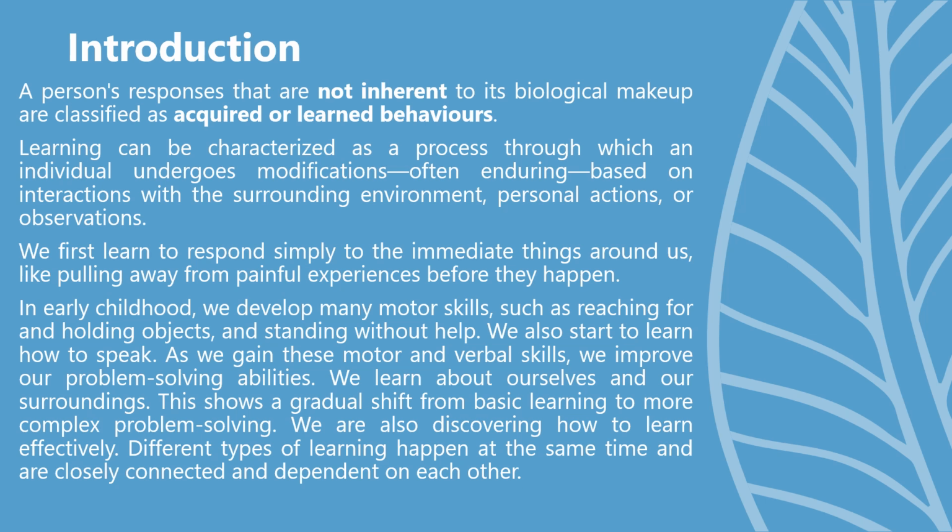This shows a gradual shift from basic learning to more complex learning. We are also discovering how to learn effectively. Different types of learning happen at the same time and are closely connected and dependent on each other. So one theory is not always acting alone; various theories of learning act simultaneously and are dependent on each other.